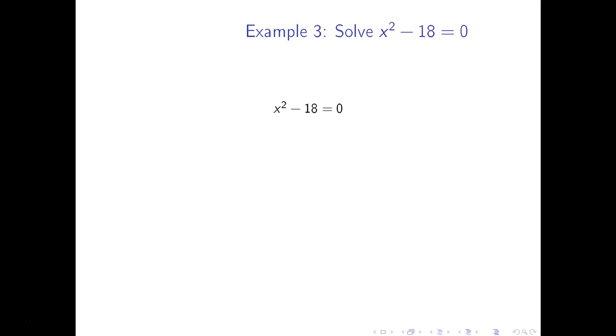Well, hopefully you're saying, I can't really use it right now, but if I move the 18 to the other side by adding 18 to both sides, now the x squared is isolated, and I just have a number on the other side. That allows me to use the square root property. So we can square root both sides. Go ahead and pause the video and go from here.